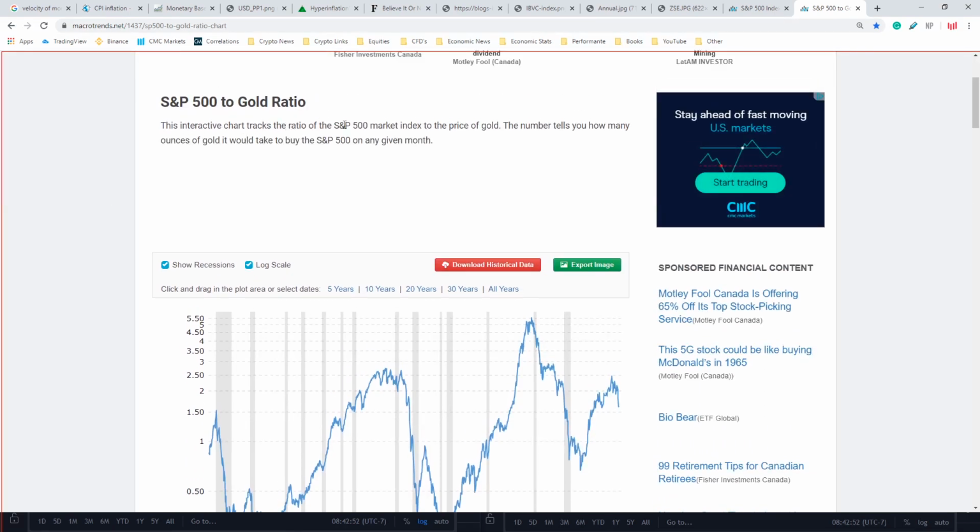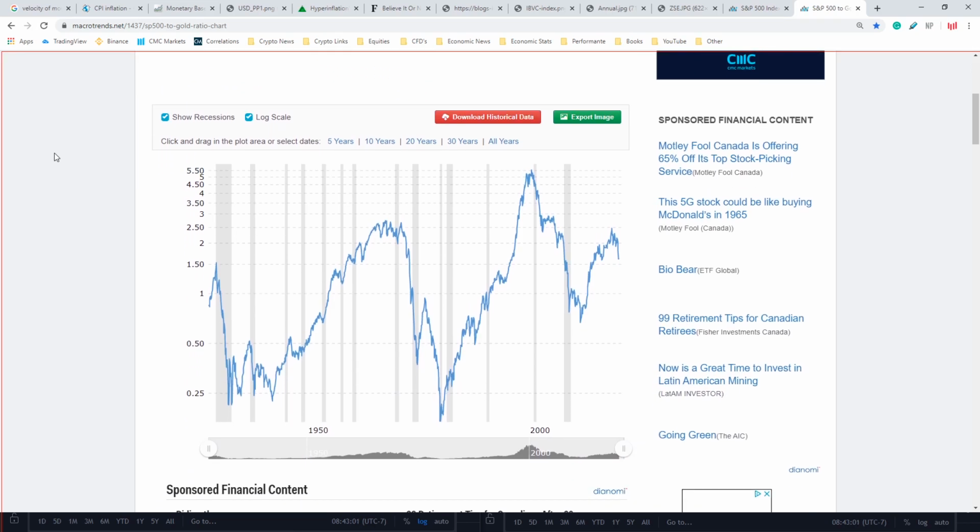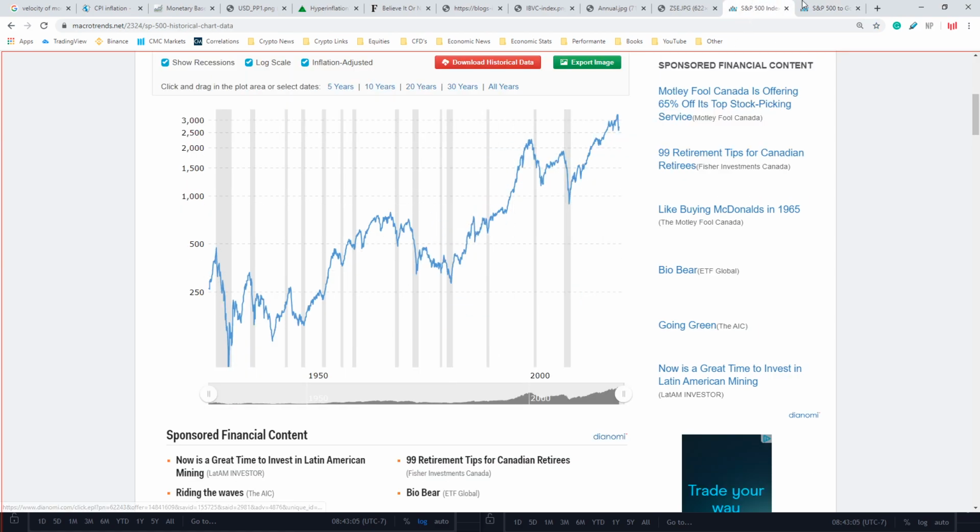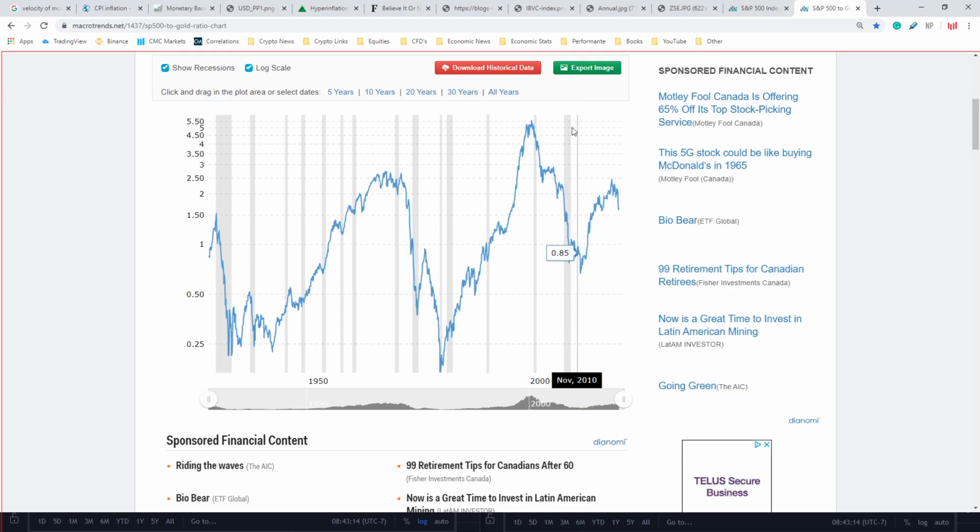This interactive chart is the ratio of the S&P 500 market index to the price of gold. The number tells you how many ounces of gold it would take to buy the S&P 500 at any given month. And this also dates back to 1928, same chart that we saw here. But there's a huge difference in the comparison versus the US dollar. We're seeing major price appreciation. But when you're comparing it to gold, something that has fixed supply, that is true money in my personal opinion, we're seeing it pretty well stagnate, just sideways.